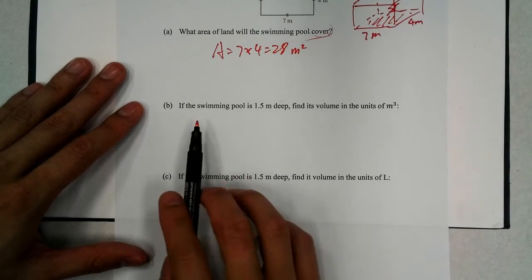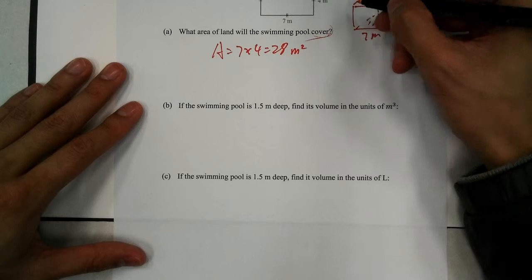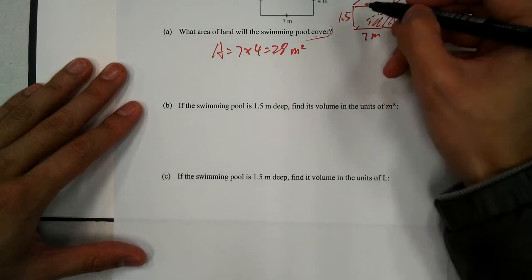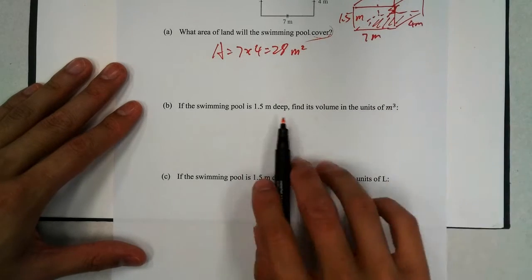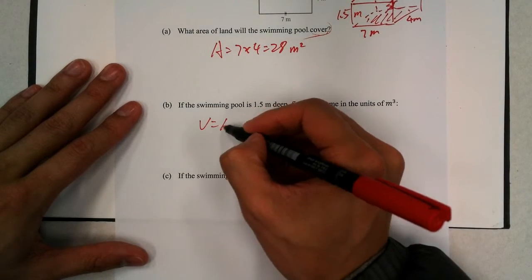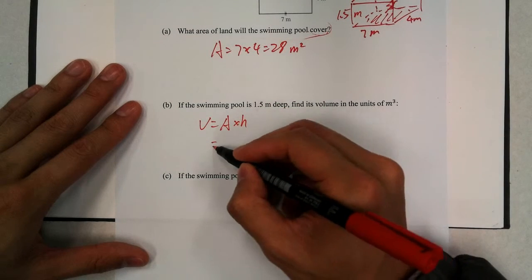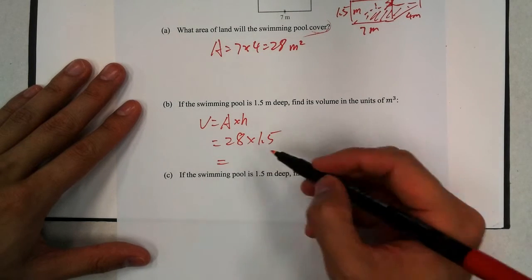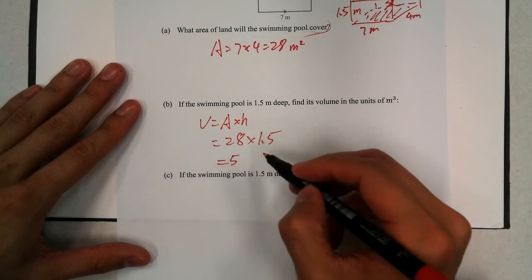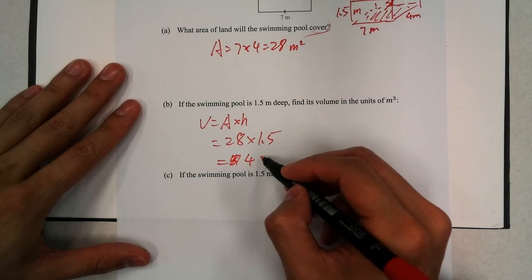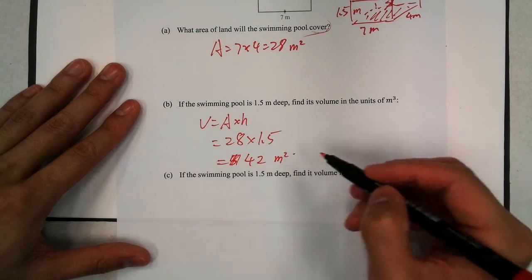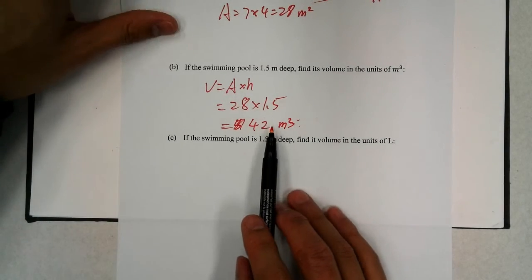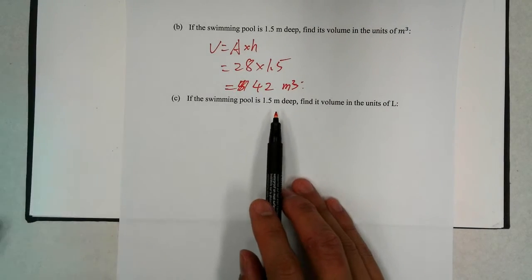And now it asks, if the swimming pool is 1.5 deep, now see we have deep here, isn't it? So 1.5 deep is the height. We need to find the volume. So volume is equal to the base area times the height. Base area is 28, height is 1.5. So therefore the answer is 42 meters cubed. So 28 times 1.5, we can use a calculator to do that.